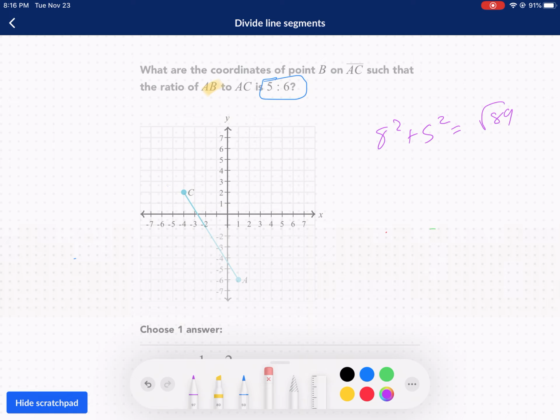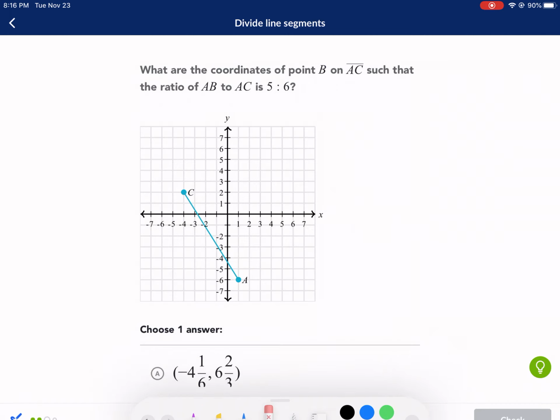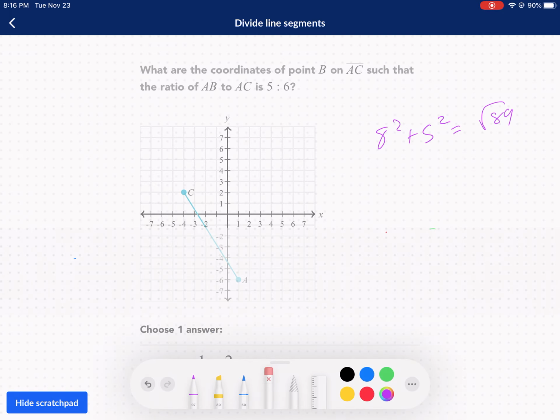If the ratio, such that the ratio of AB to AC. Oh, AB to AC, no wonder I'm so confused. Okay, so get this. It's not AB to BC, it's AB to AC. I don't know why I thought that was the thing. So AB to AC. Sorry about that. I wish I could go back and delete it, but I'm not going to. So here we have AB to AC. So we know AB is going to be 5, and then AC is 6.